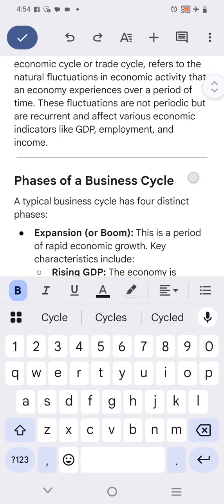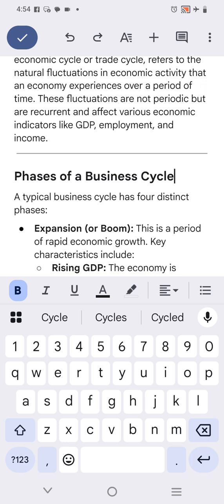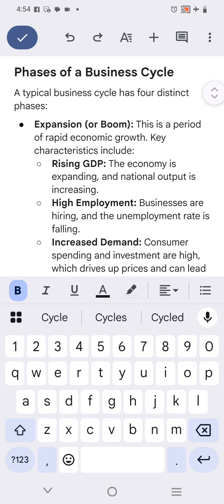are also dependent on the business cycle. Let's move further to the phases of a business cycle. A typical business cycle has 4 distinct phases, very simple to understand. First is expansion or boom, a period of rapid economic growth.